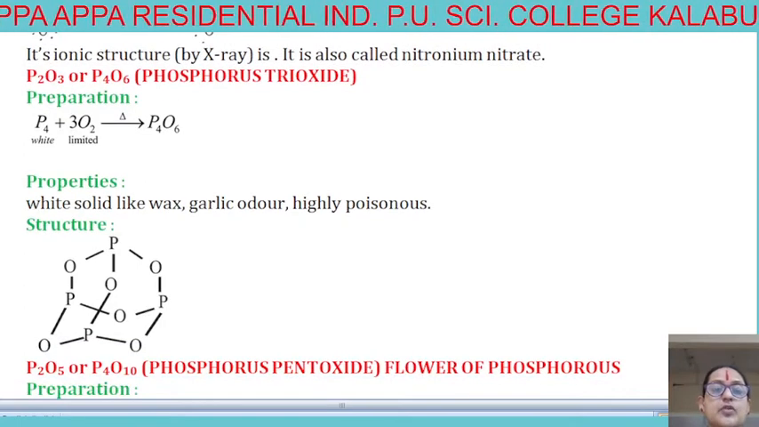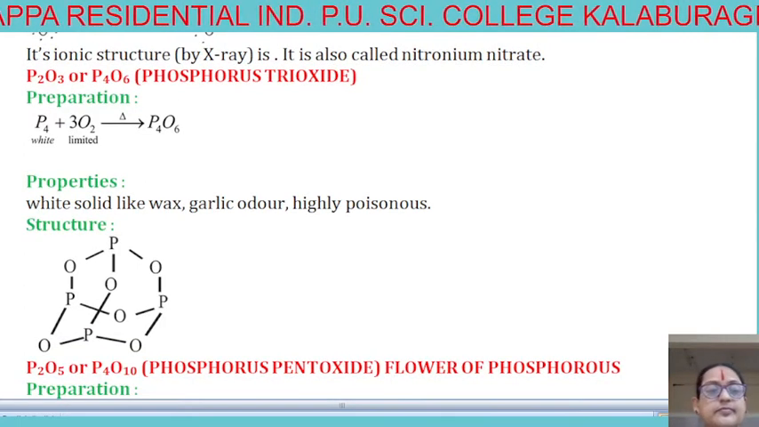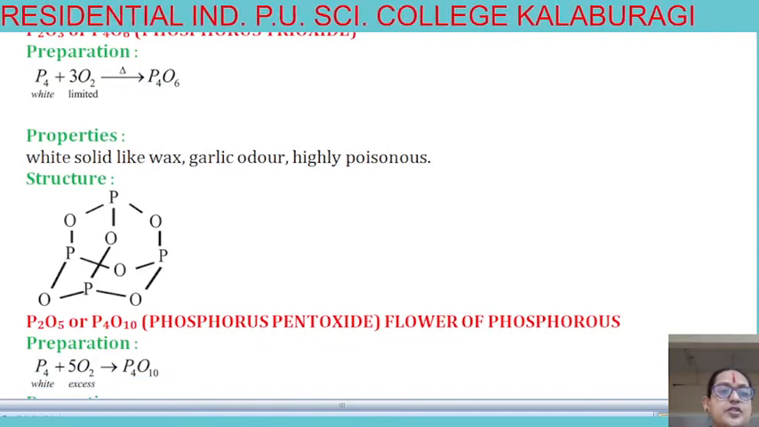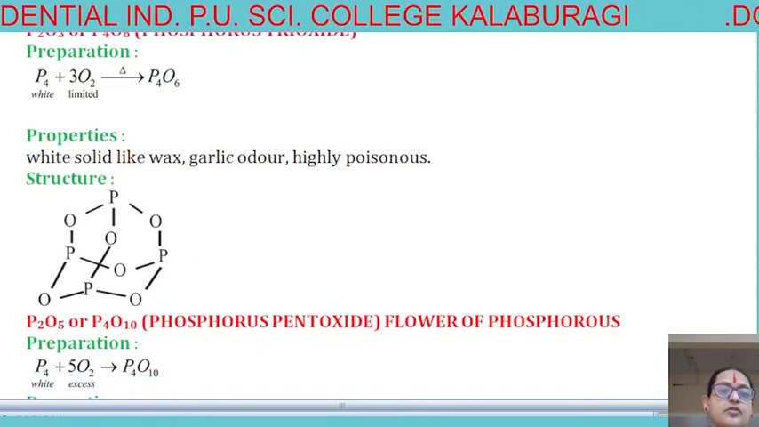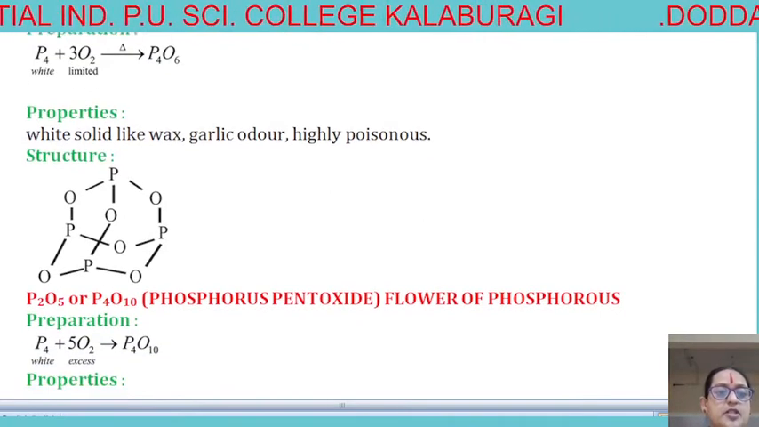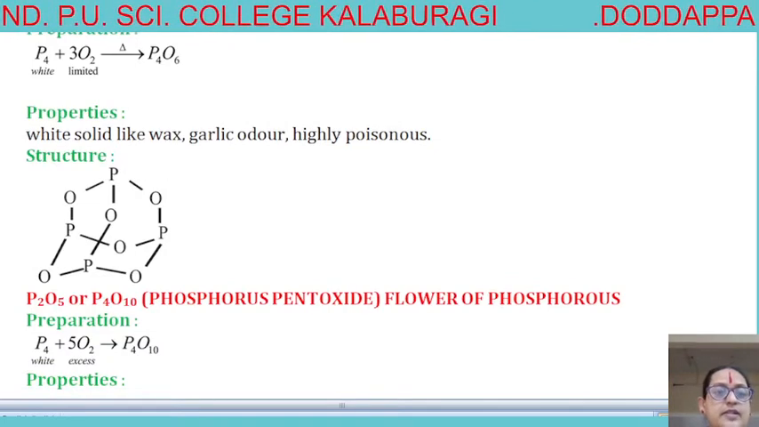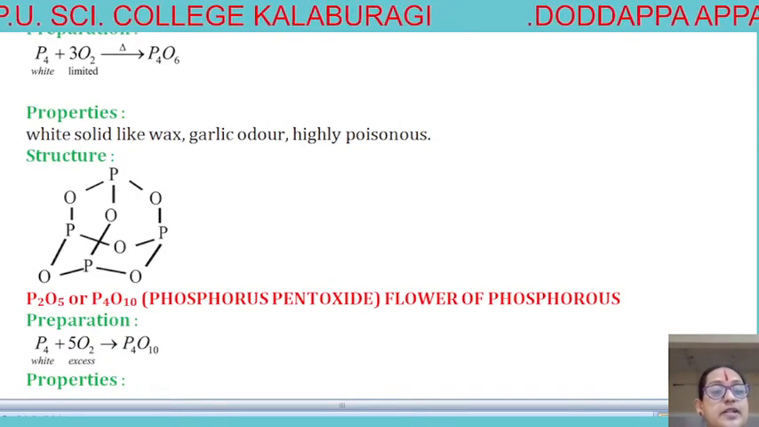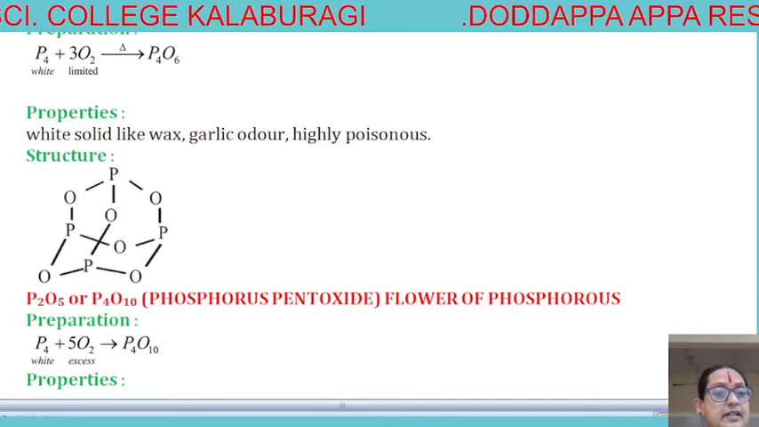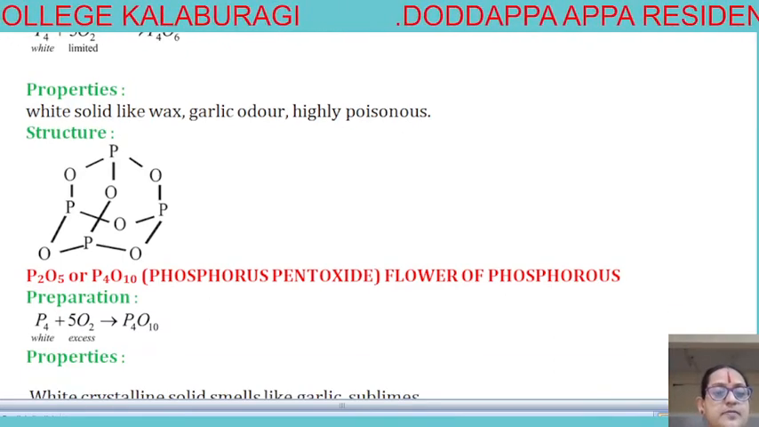The next compound is phosphorus trioxide. White phosphorus is treated with limited oxygen to form phosphorus trioxide. Its properties: white solid, white like a wax, garlic odor, highly poisonous.